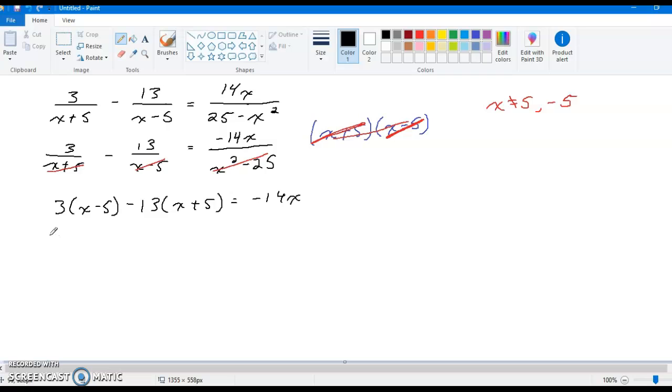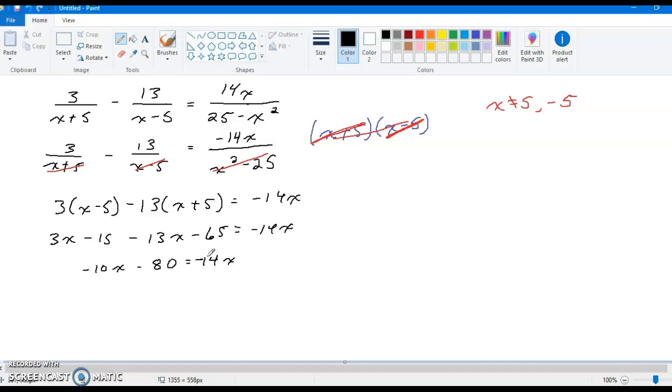Distributive property creates this scenario. And I think up until here, everything is pretty straightforward. You have your negative 10x minus 80 equals negative 14x.